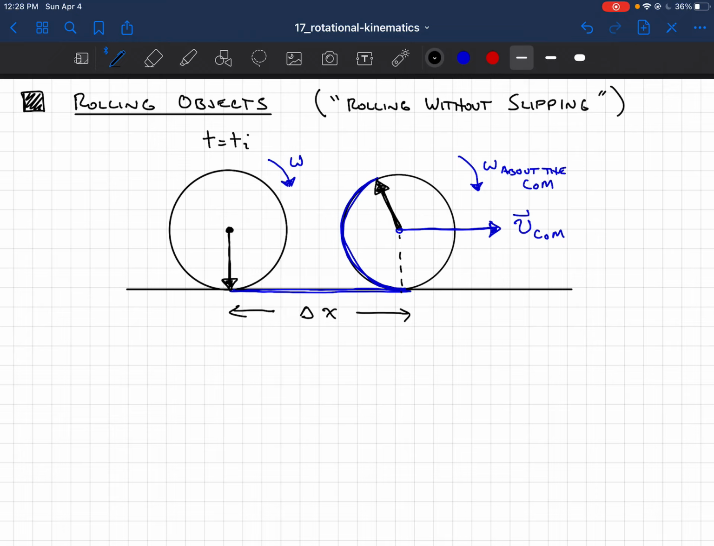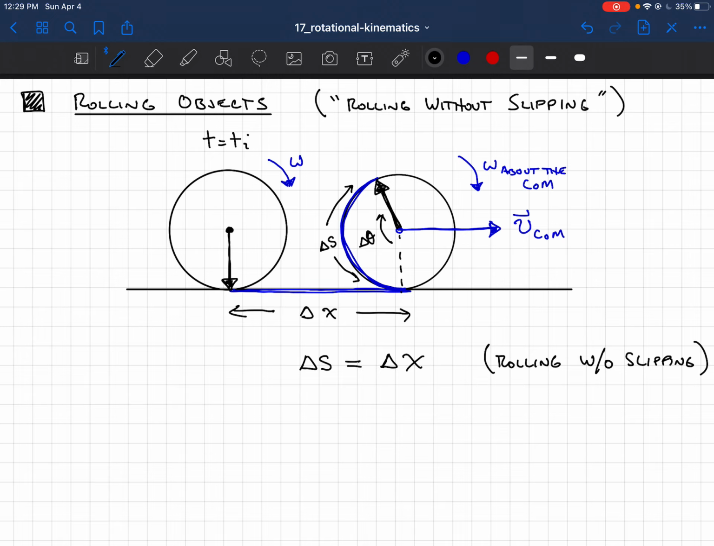Well, what does that mean? It means that in the time that it went through delta x along the ground, it went through a delta theta in angle, and it went through a delta s along the arc length of the circle, like that. So you can see that the theta, the s, and the delta x are connected. So how are they connected? Well, delta s is exactly equal to delta x. And that's true as long as the object is rolling without slipping.